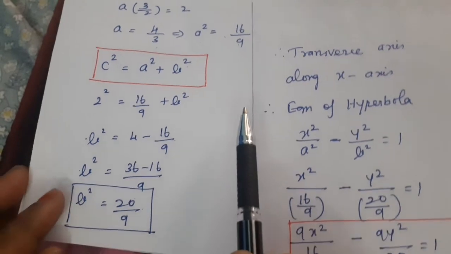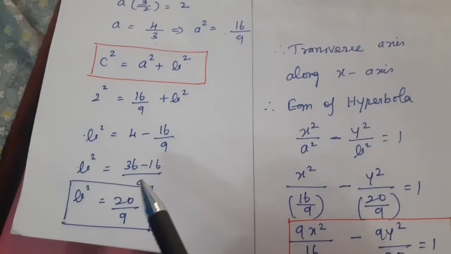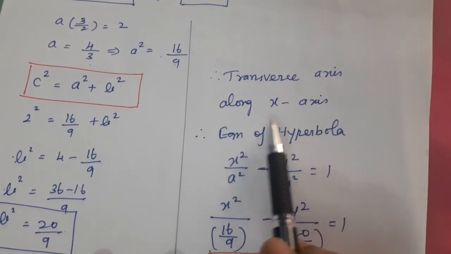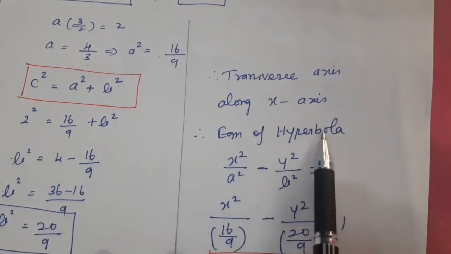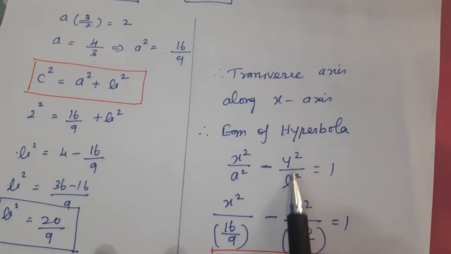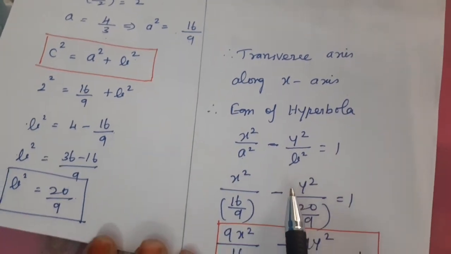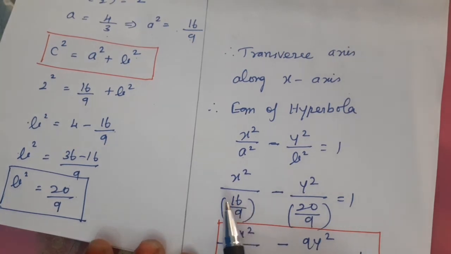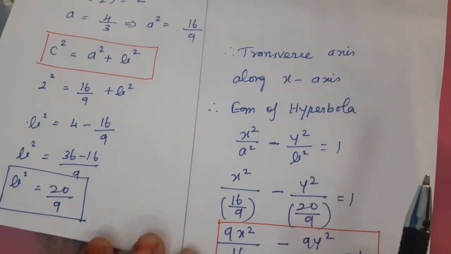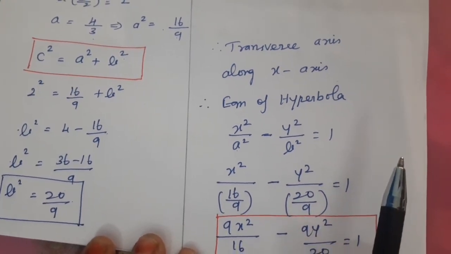B square equal to nothing but 20 by 9. Now, therefore, the transverse axis is along X axis. Equation of the hyperbola. Equation of hyperbola is X square by A square minus Y square by B square equal to 1. What is our A square? A square is 16 by 9. X square by 16 by 9 minus Y square by 20 by 9.